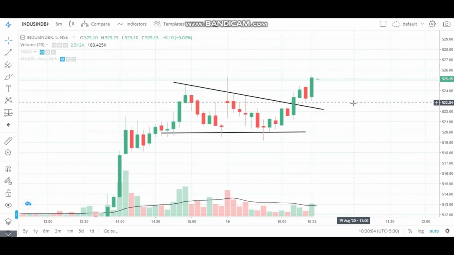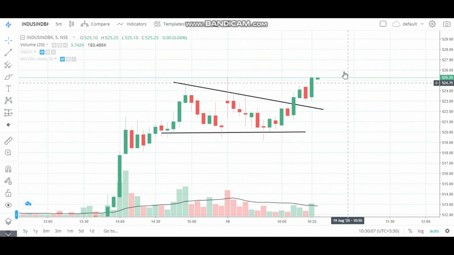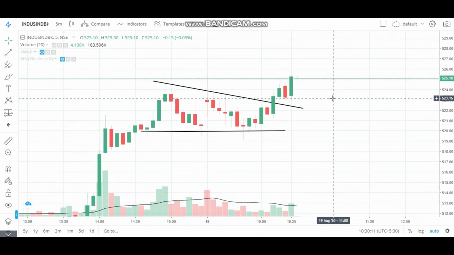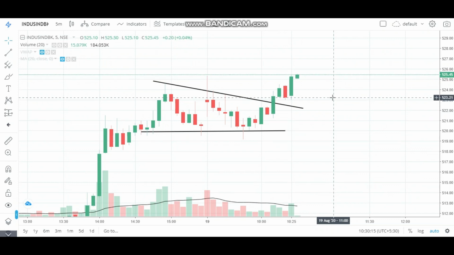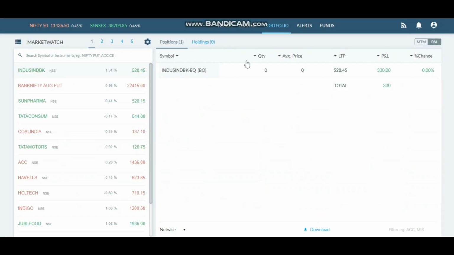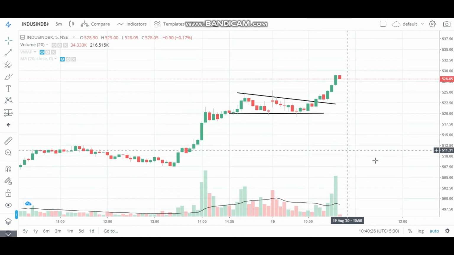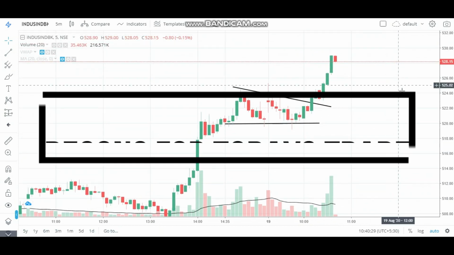Price is moving in our direction, and our target is 527, 4 rupees from the buying price of first quantity 523. I'll explain you the entire trade with proper analysis. Just keep watching. We have achieved our targets. You can see here no pending orders. So let's move on to trade analysis now and explain you everything.